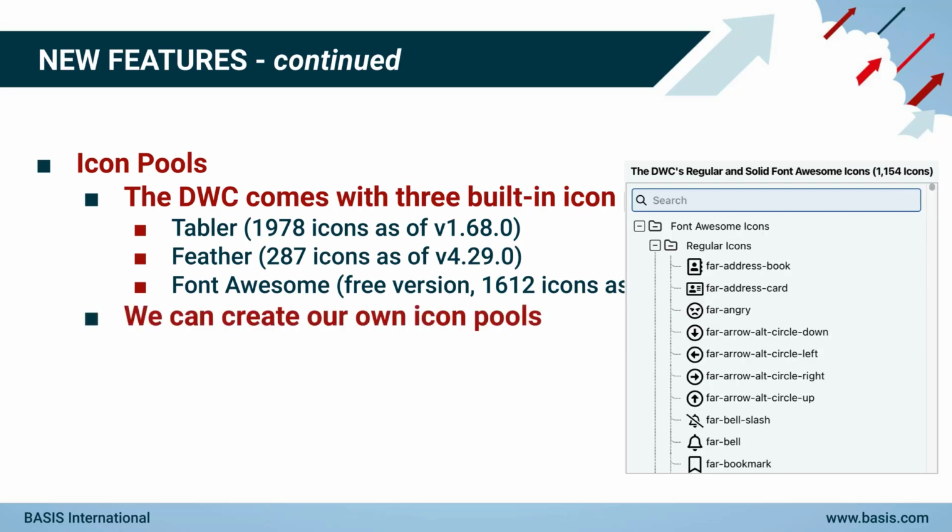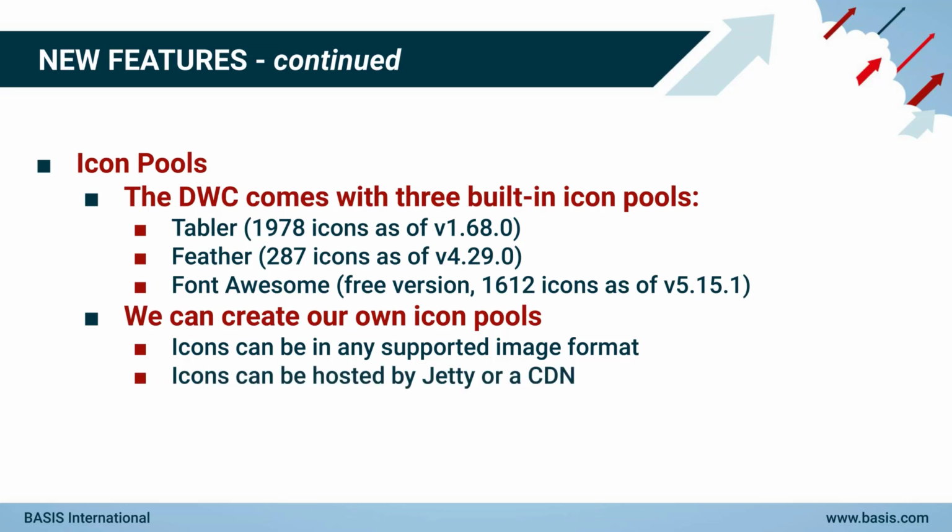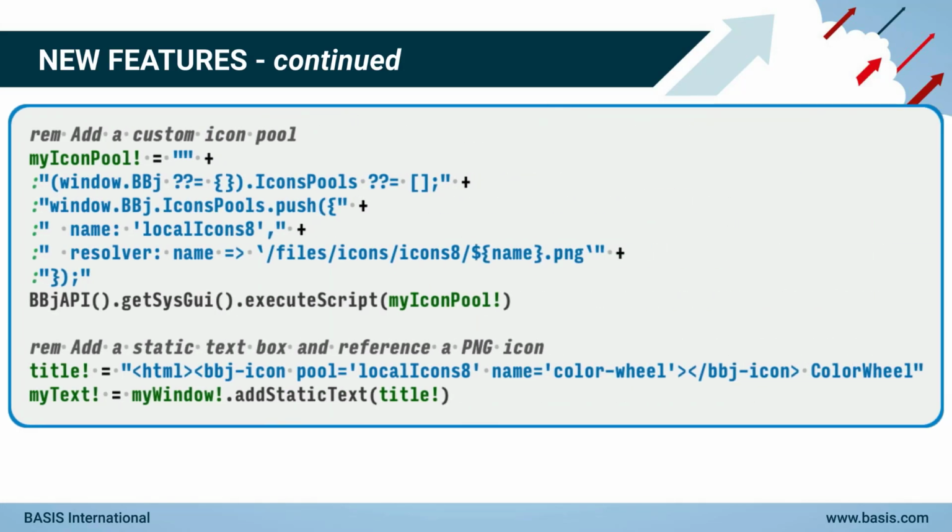In that case, we can define our own custom icon pool and configure it to use our image files, regardless of whether they're in SVG, PNG, or JPEG format. When we create our custom pool, we define how the DWC finds the icon files, so we can configure it to load the icons from a CDN or even a local JEDI directory. This code shows how we can define our own icon pool and configure it to load the images from our local JEDI directory.